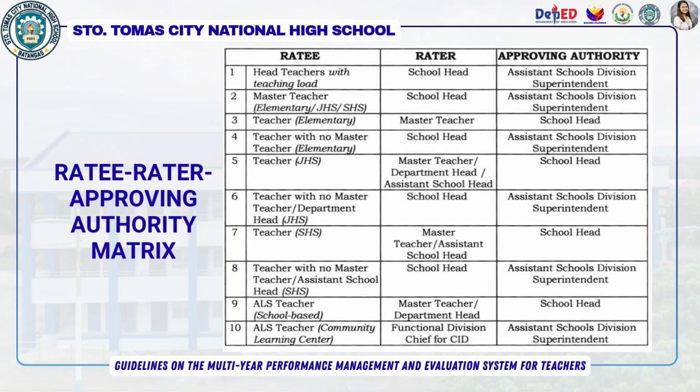The final authority to approve your rating rests at the division level with the school head, assistant schools division superintendent, or the superintendent depending on your position. The key takeaway in this table is know your rater and your approving authority. This is critical for the Phase 1 planning and commitment stage and for Phase 3 review and evaluation.